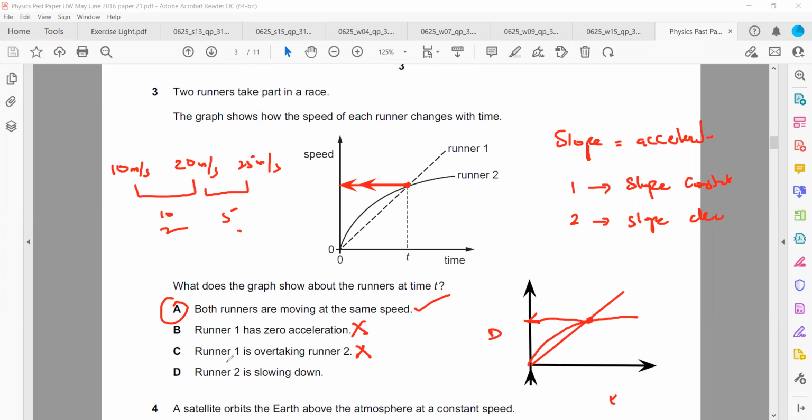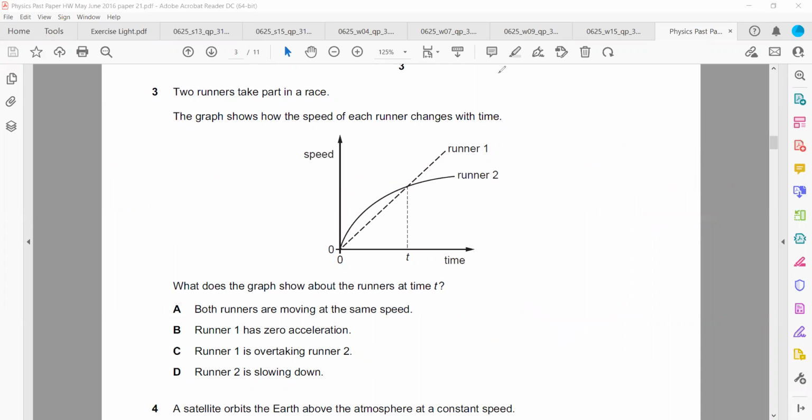So why is C wrong? Because runner 1 overtakes runner 2. So we should know the distance. For example, if I say two runners are in a race, so runner 1 and runner 2 both are running. But how can I identify whether runner 1 is overtaking runner 2 or runner 2 overtakes runner 1? I should know the moment when they both cover the same distance and then the other runner's distance starts to increase.